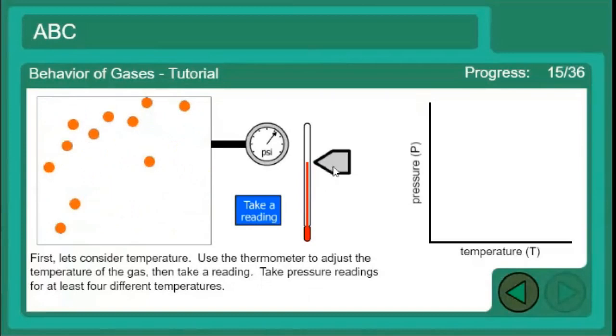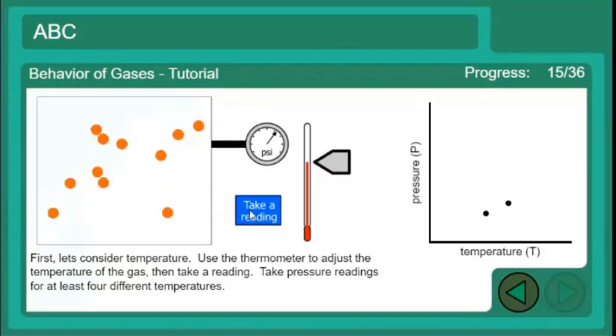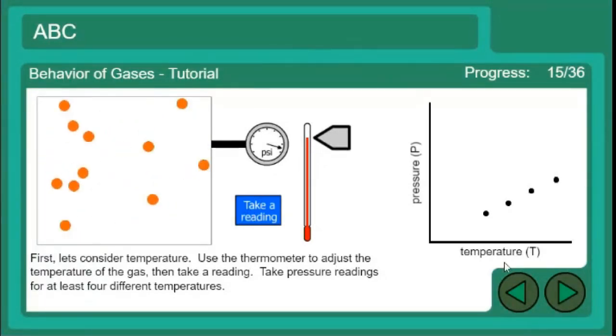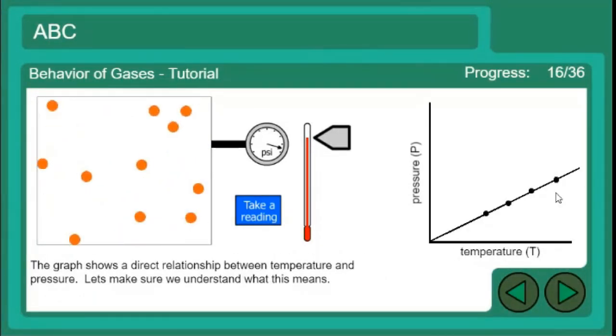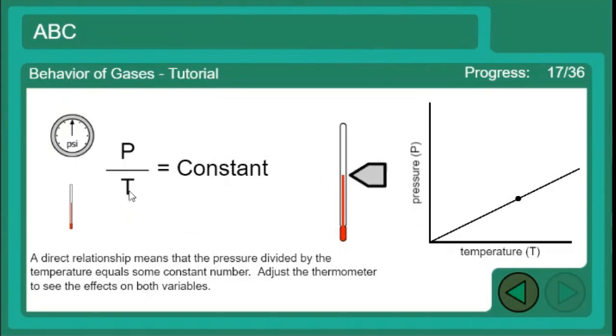So use the thermometer. Oh, we have to take 4 readings: 1, 2, 3, 4. Okay, next. A straight line, linear graph. The graph shows a direct relationship between the temperature and pressure. P over T equals a constant, so a direct relationship means the pressure divided by the temperature equals some constant number. So P over T is equal to K, where K is the constant. Okay, next.